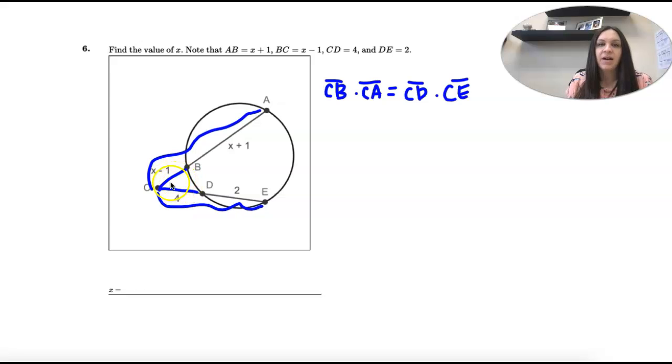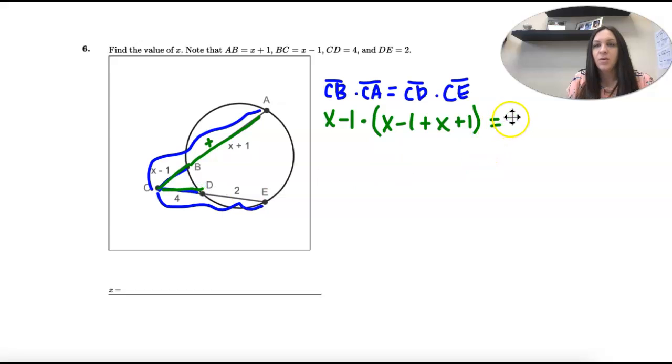Okay, so we have x minus 1, that's CB, and we're multiplying that by these two added. So x minus 1 plus x plus 1 equals CD, which is 4, multiplied by these two added, so 4 plus 2.